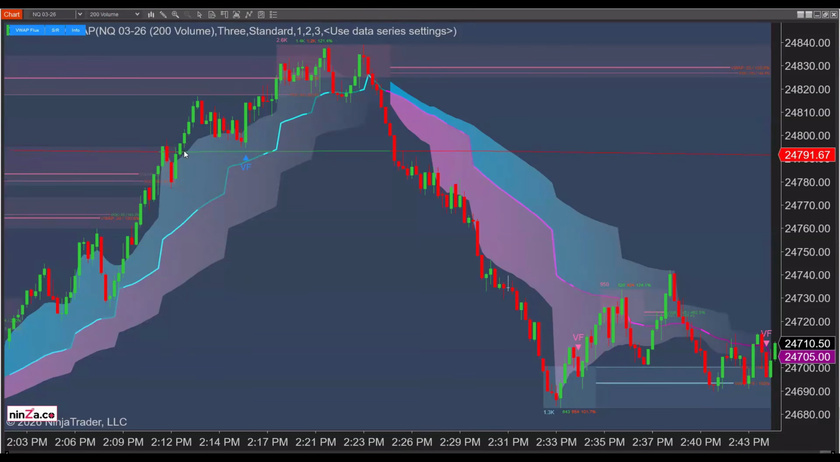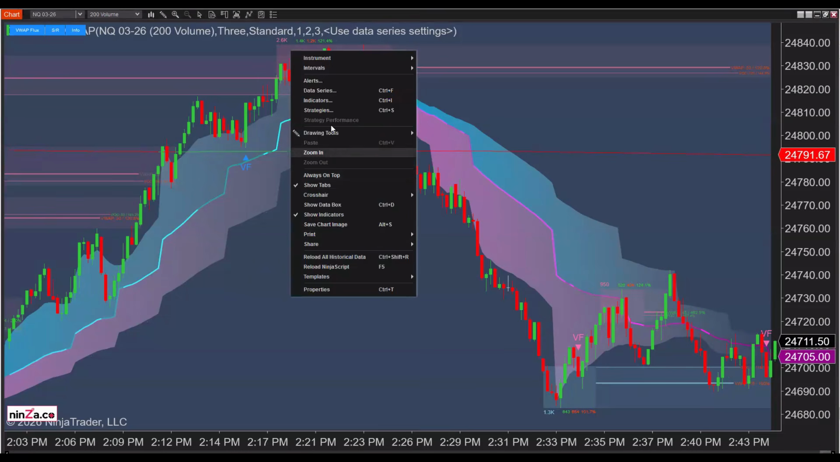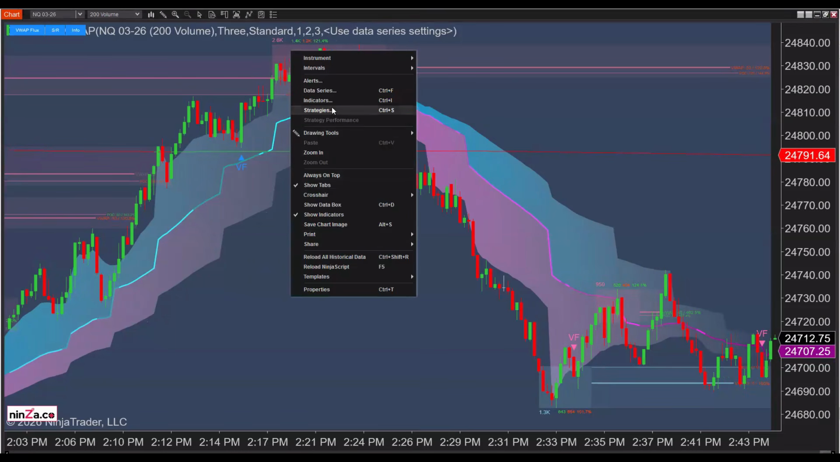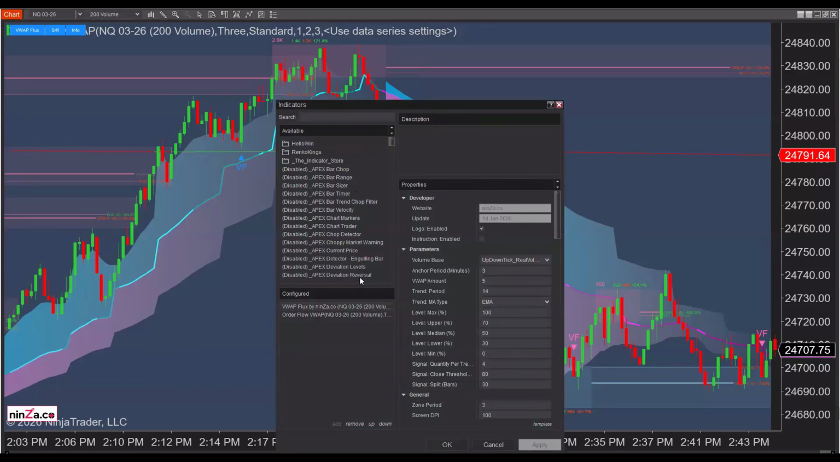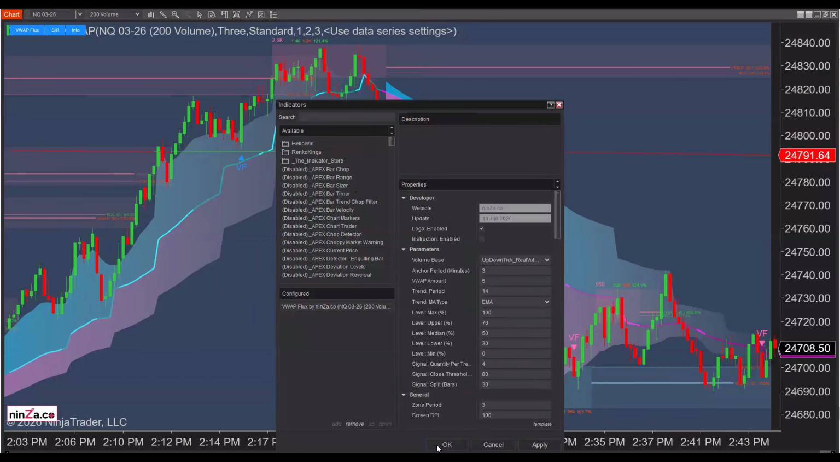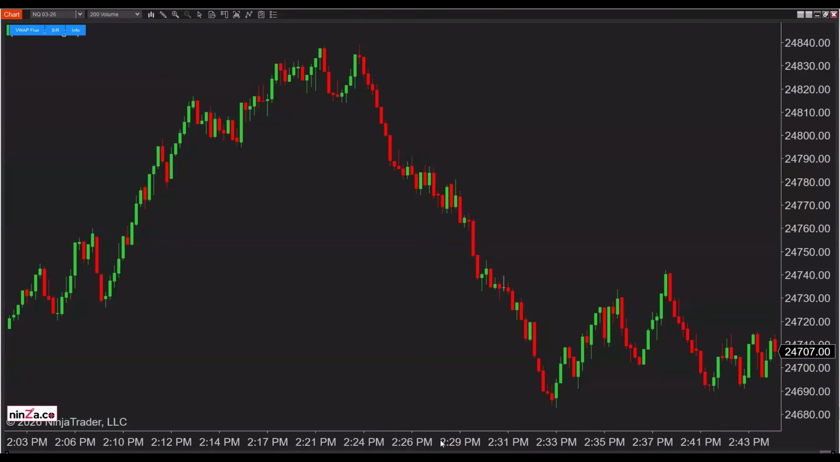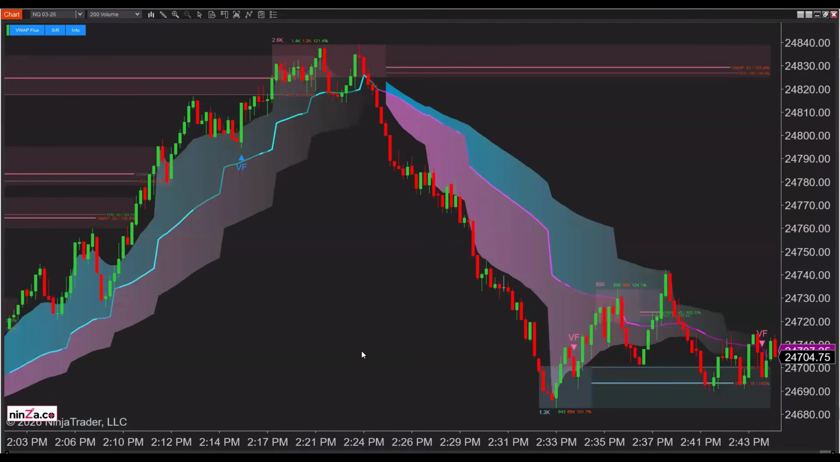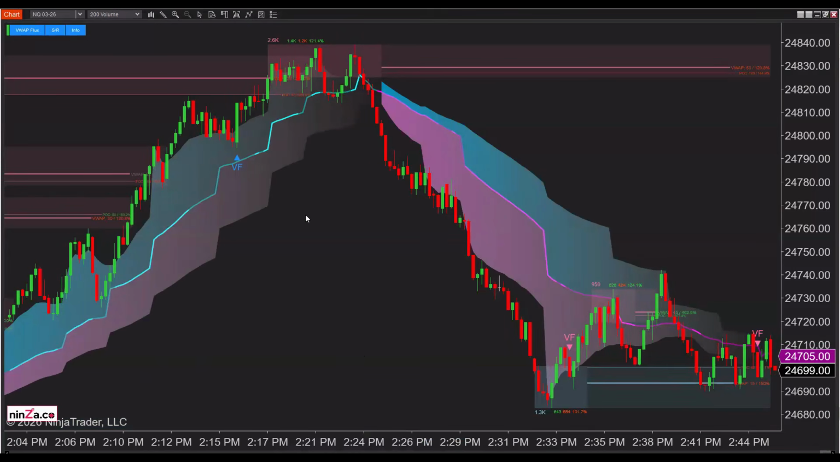First of all, let me get rid of this. This gives me a headache. I can't even look at this. Let me get rid of this. Yeah, this is a lot better. I'm not sure you need any confluence with this. This pretty much has everything.